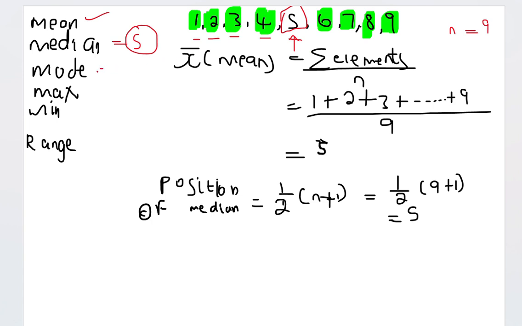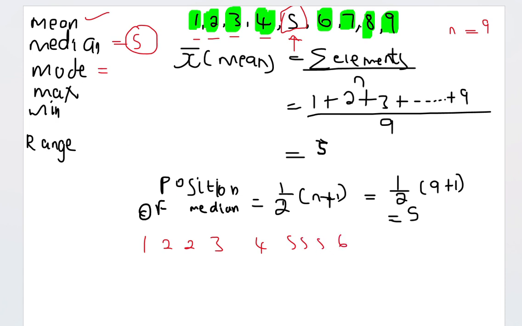What is the mode? The mode is the most appearing number in the set of numbers which will be given. In this case, all numbers seem to be coming once, right? There's no number which is repeating itself. Sorry. So if I've got 1, 2, 2, 3, 4, 5, 5, 5, 6.